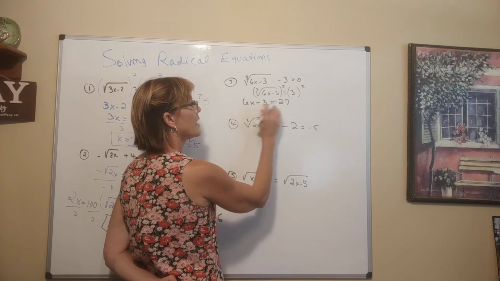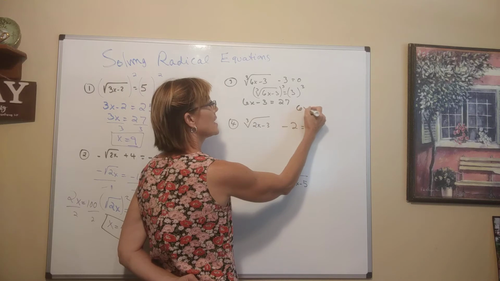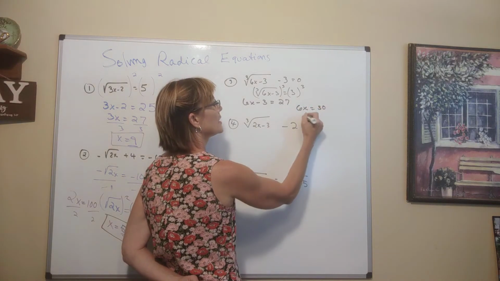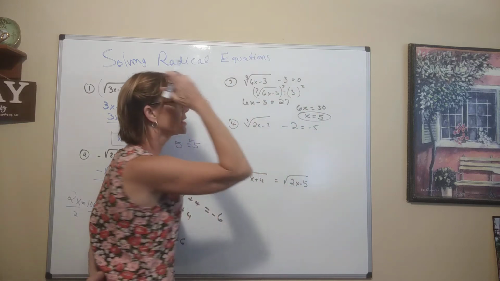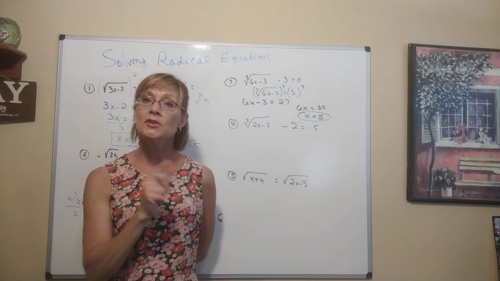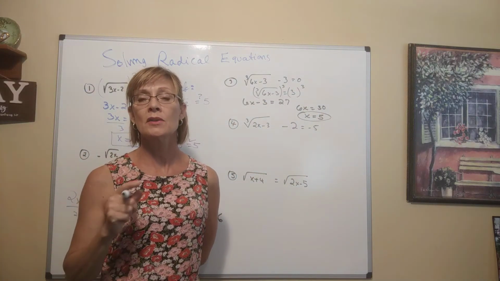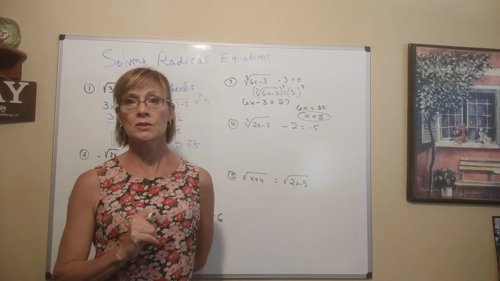I'm going to add 3 to both sides. I get 6x is 30. I divide both sides by 6 and get x is 5. Now you can check this one to make sure you feel good about your answer, but you're not required to, because no squaring took place.